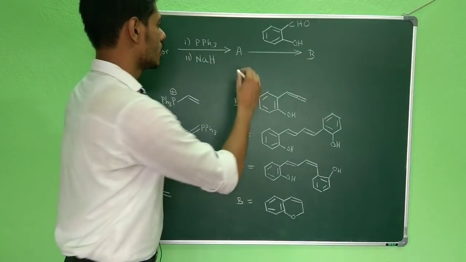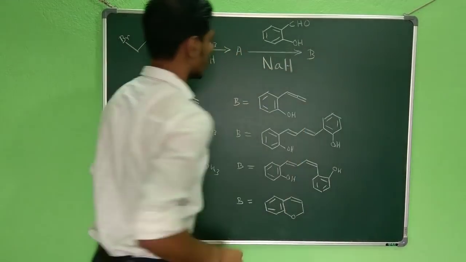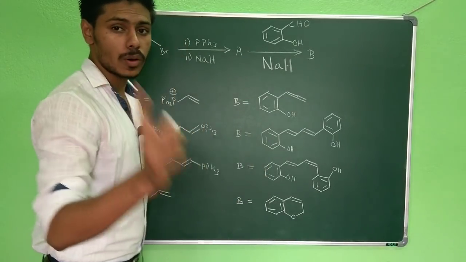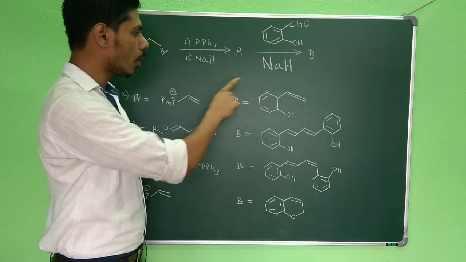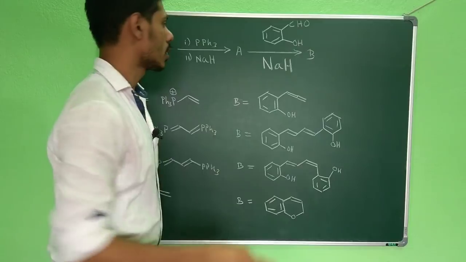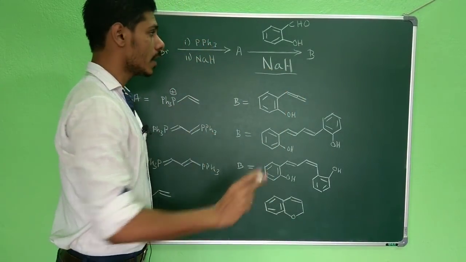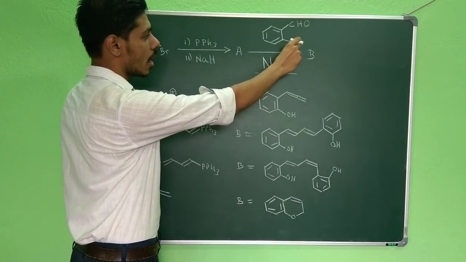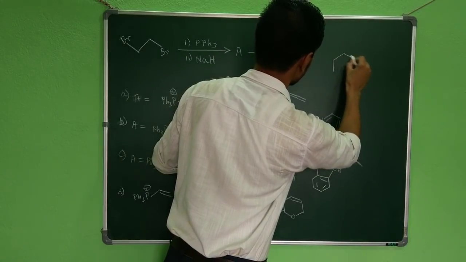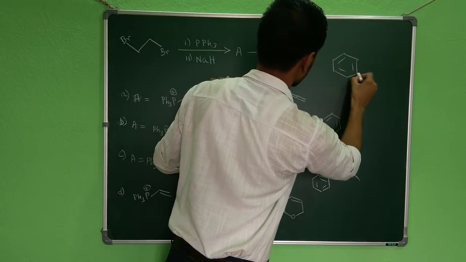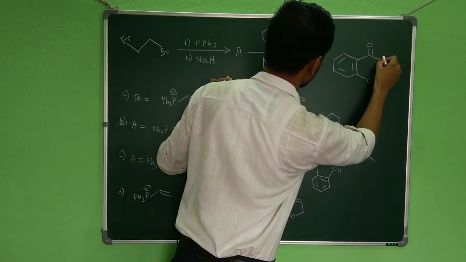How can you solve it? Here you have sodium hydride, right? For this type of question, you have to look at all the reagents that are given and their roles. Here sodium hydride is given, and its role would be to abstract this proton from this hydroxyl group, and that will give you this O minus and here this CHO.